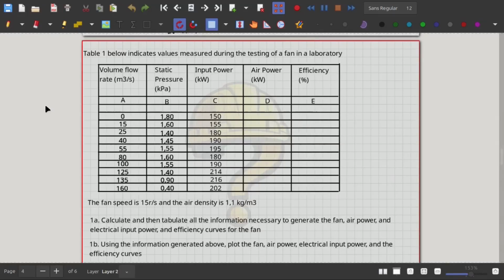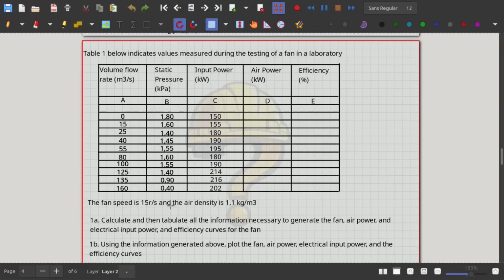Today's topic is a very interesting one. We'll be talking about fans. Fans are very calculation heavy. There'll be some graphing involved, but we'll look at some concepts as well along the way. So without further ado, as usual, we're gonna start with the question.